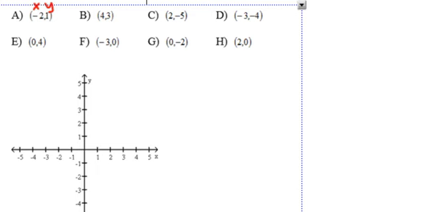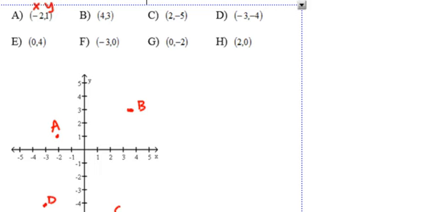So for the point A, starting at the origin, negative 2 tells us to go to the left 2, and positive 1 tells us to go up 1. So there's our point A. For point B, starting at the origin, 4 says go to the right 4. 3 tells us to go up 3. So there's our point B. For point C, we go to the right 2, down 5. There's our point C. For the point (-3, -4), starting at the origin, go to the left 3 and down 4. So there's D.